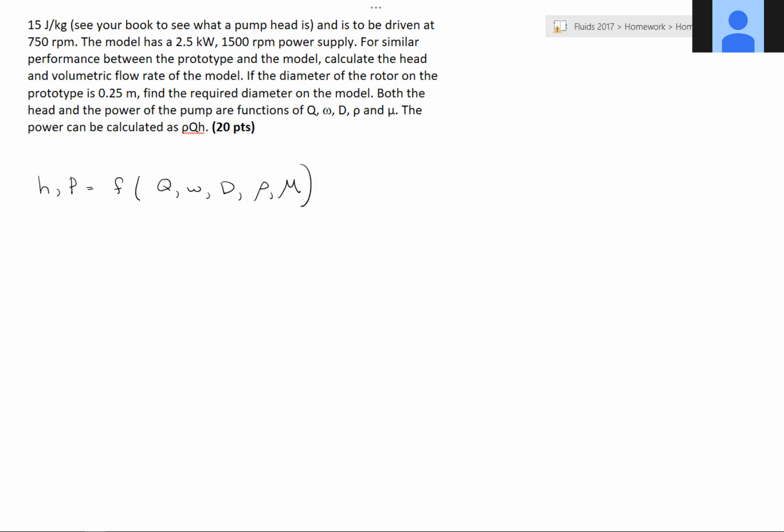So the first thing we're going to have to do is make pi terms. And we're going to have to make 2 sets of pi terms. We're going to have to make pi terms for H, and we're going to have to make pi terms for power. Okay? And so if you take a look at all of these, how many pi terms are we going to have for each one?